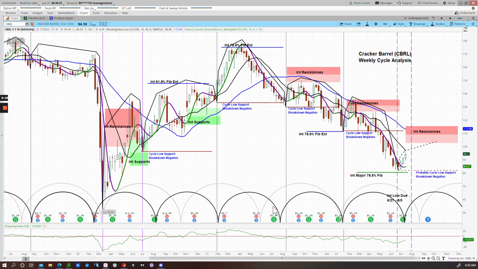Now we also have a grayed out cycle bracket on here, what we call a ghosted cycle. This is one that we were following in the past, and we leave it on the chart to see if it still exerts any influence.